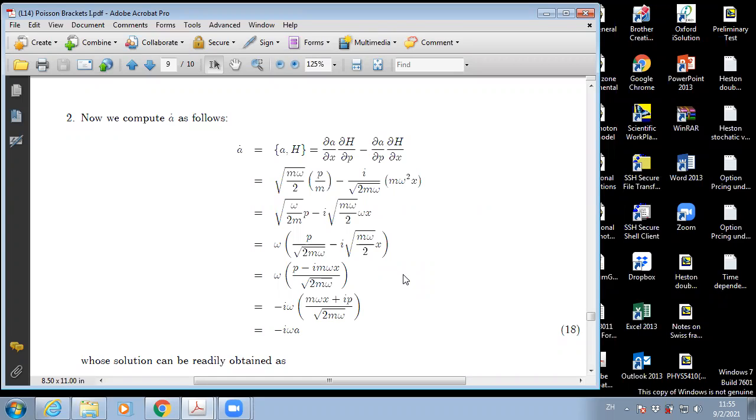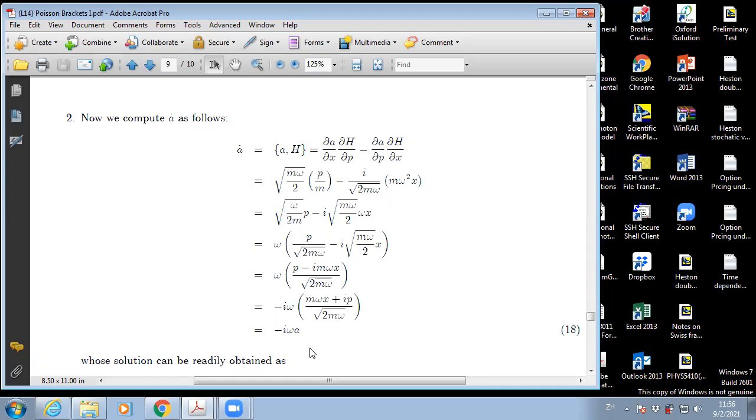Once we know A, then A star can be obtained readily. So we don't have to really worry about it for the time being. We look at this equation 18. It is a single first order differential equation involving A only. It does not couple with A star. So we can immediately find A(t) by solving this first order differential equation.